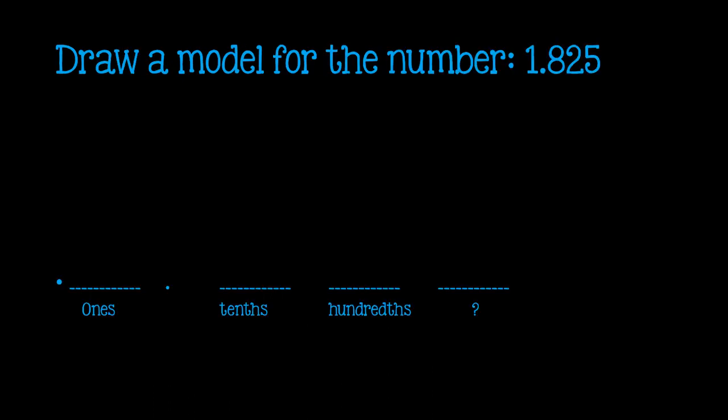So what happens when I say to draw a model for the number 1 and 825 thousandths? We see that the number that we're starting with is the same one that we had for our problem of the day. But now we're adding an additional number at the end. So what is that new place value called? Well, let's look at the relationship between each place value to see if we can figure out what the new place value is.